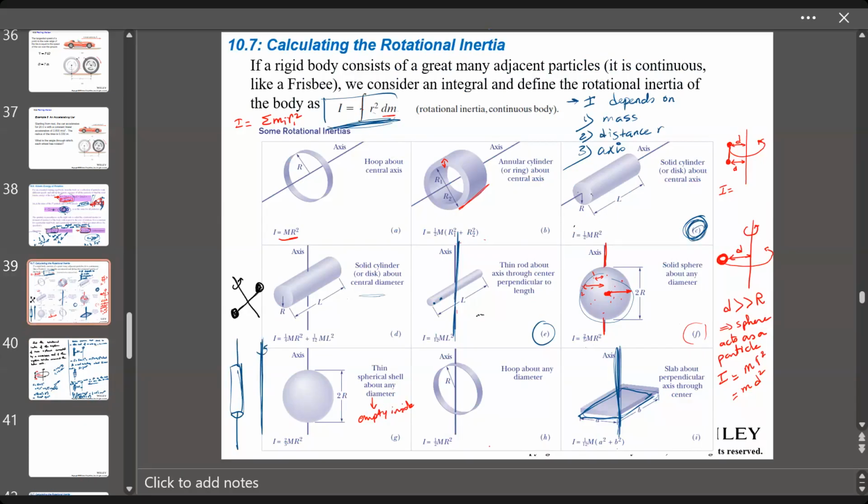So I can use the parallel axis theorem. I will study the rotational inertia around its own axis, which is half mr squared, and add to it mh squared, where h is the distance between the two axes. Does this make sense to you?